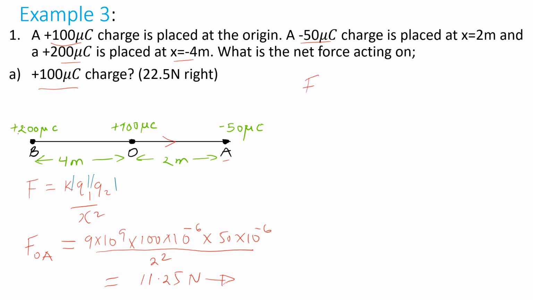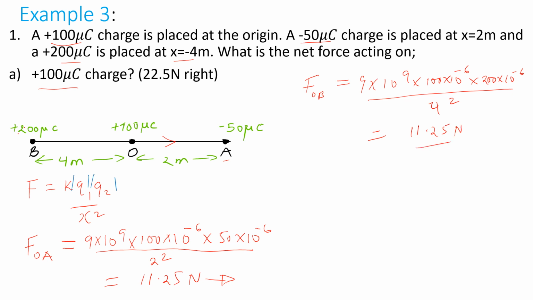Let's also get the force on O due to B. Force on O due to B, using the same formula, is going to be 9 times 10 to the power 9, times O, which is 100 times 10 to the power negative 6, and then B is 200 times 10 to the power negative 6. The distance between them is 4, squared. In this case, when you deal with O due to B, you're going to get 11.25 newtons. So it's 11.25 newtons, the force between O and B.